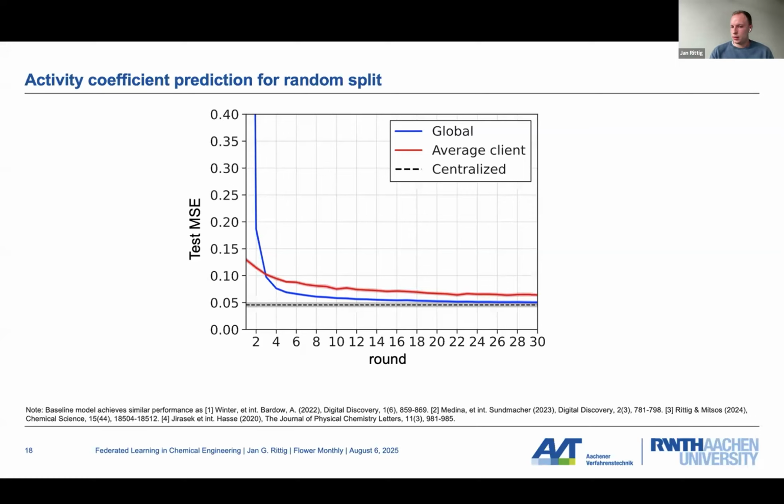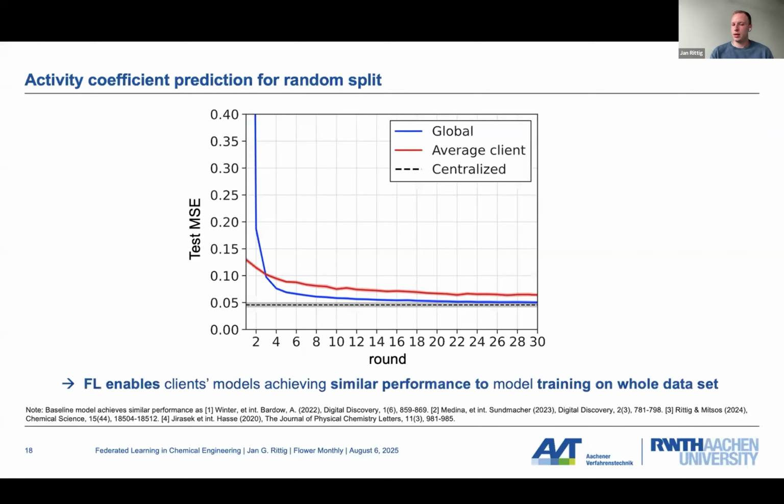And the interesting thing that we can see here is that by using federated learning, and especially the global model that is shared among the different companies, after about 30 communication rounds, we get a similar error compared to a centralized model that is trained on the whole data set. So even though the companies do not share the data and always train using only 25% of the data, their individual data set, we can see that federated learning enables the clients to achieve a similar performance to a model that is trained on the whole data set. So we saw that this is very promising in this scenario where the data is randomly split.